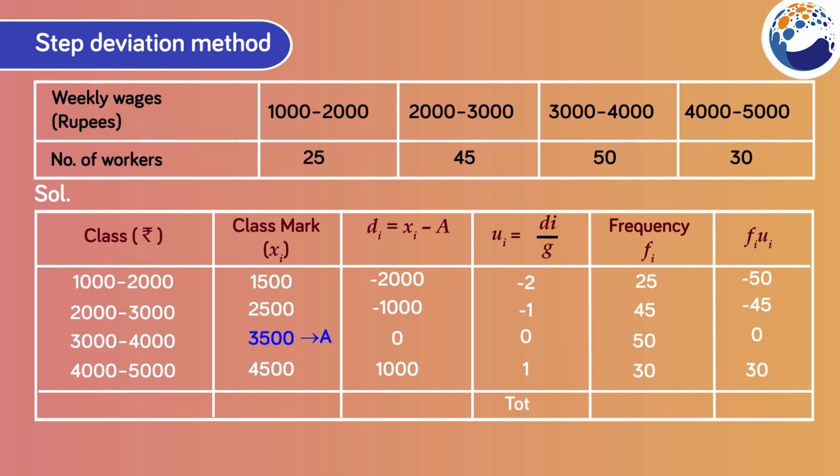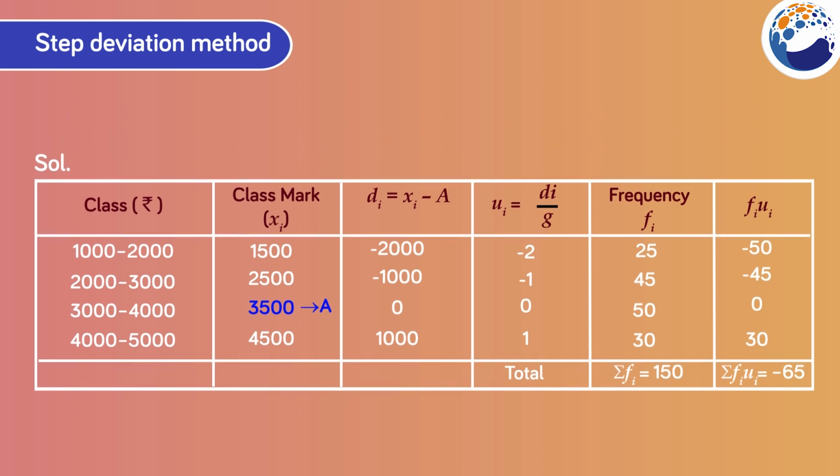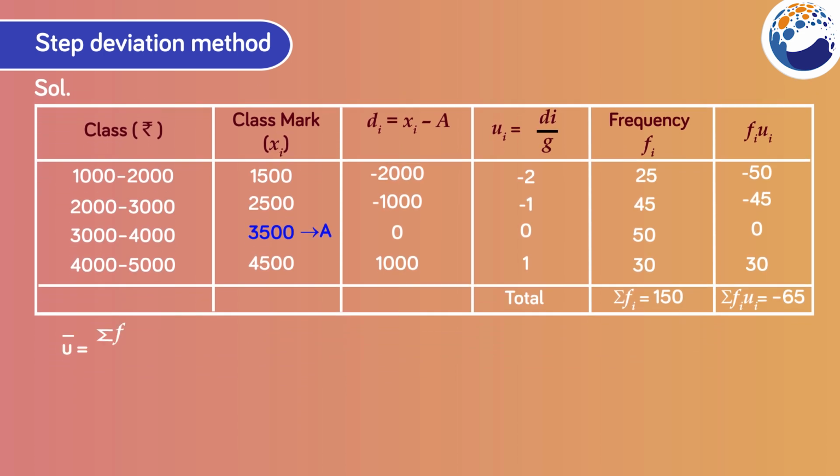Now we calculate the summation fi, which is sum of all frequency, and the summation of fiui, which is sum of all fiui. Now we find the mean of ui, that is u bar, is equal to summation of fiui upon summation of fi, is equal to minus 65 upon 150, that is equal to minus 0.433. Now u bar into G is equal to minus 0.433 into 1000, is equal to minus 433.